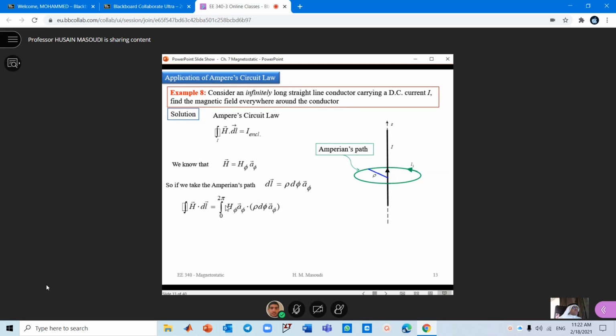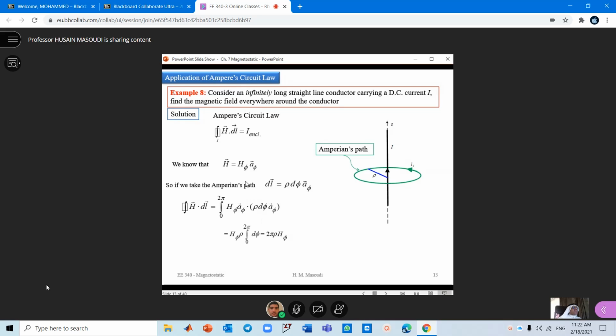Now, do you think that the magnetic field is going to be uniform over this path if I keep the same rho distance? The answer should be yes, because if I keep the same distance, this H should be uniform. I can take it outside the integral, and this is why we have the symmetry. Then the integral will give us only 2 pi. So the integral will be 2 pi rho multiplied by H phi.